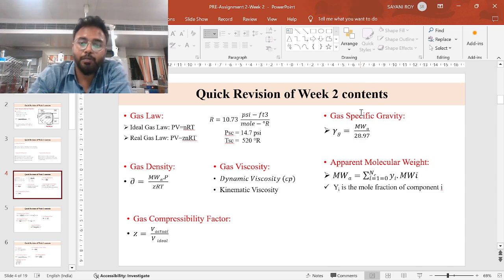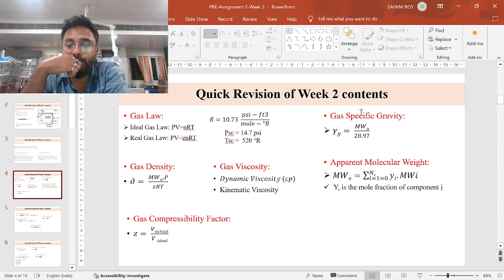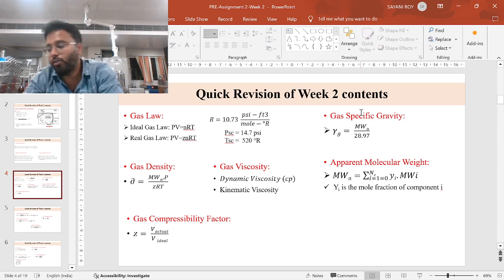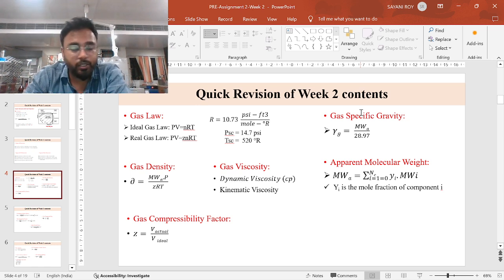Next is gas specific gravity. To find the gas specific gravity, it is equal to the apparent molecular weight of the gas divided by 28.97. 28.97 is the molecular weight of air. You should remember that the molecular weight of air is 28.97. Then there is gas density. The formula is molecular weight into pressure divided by ZRT.